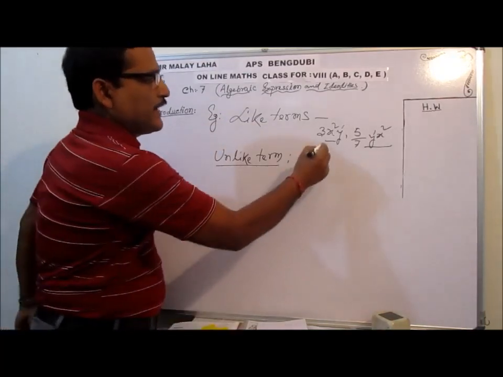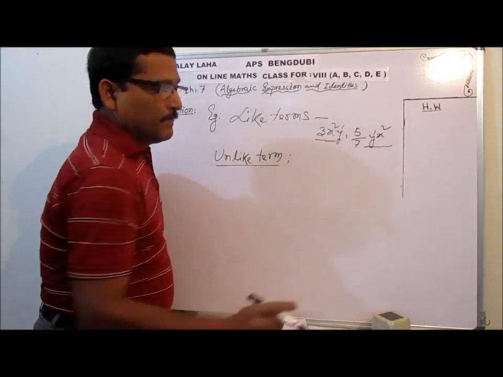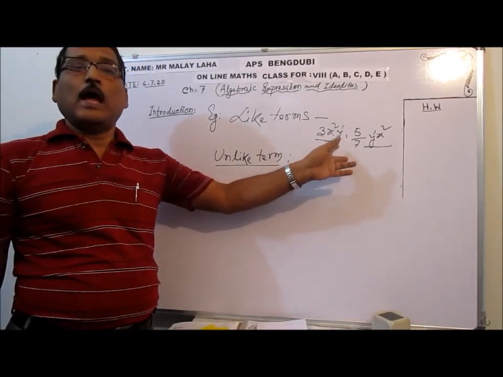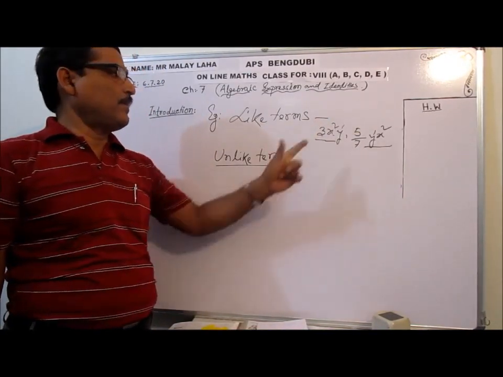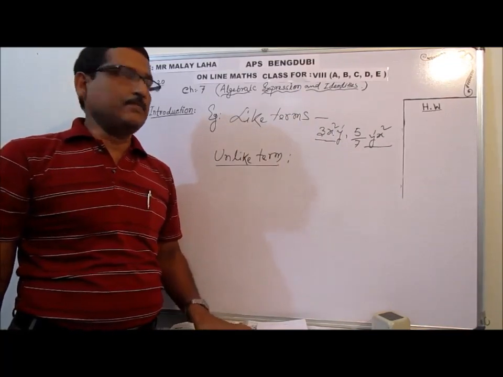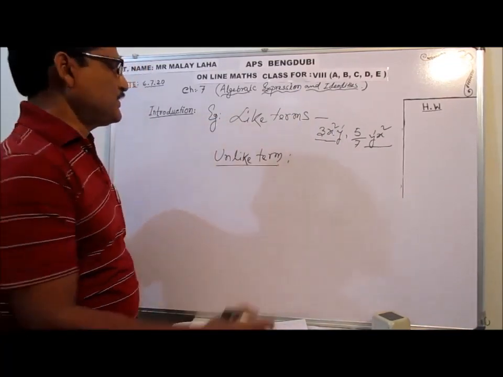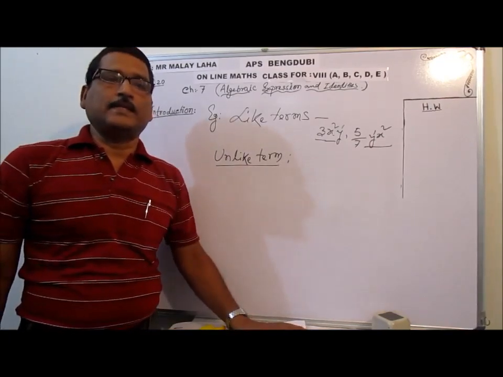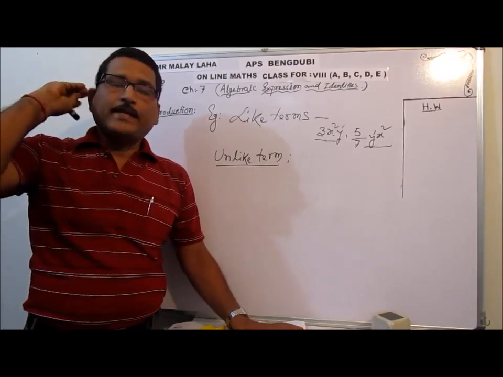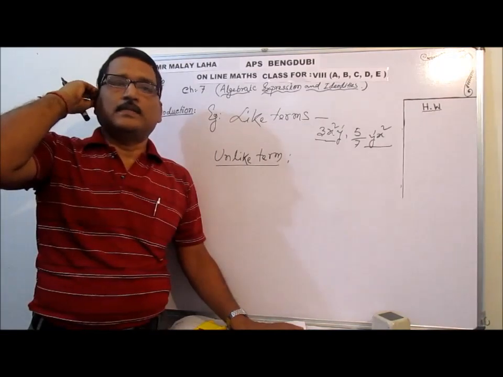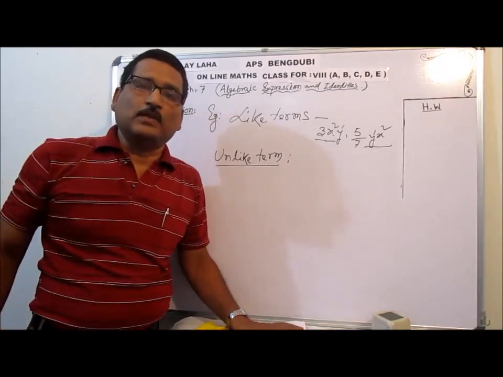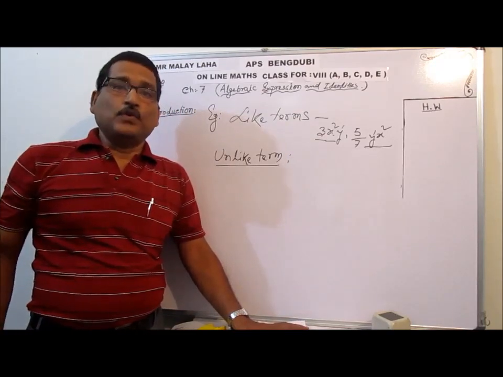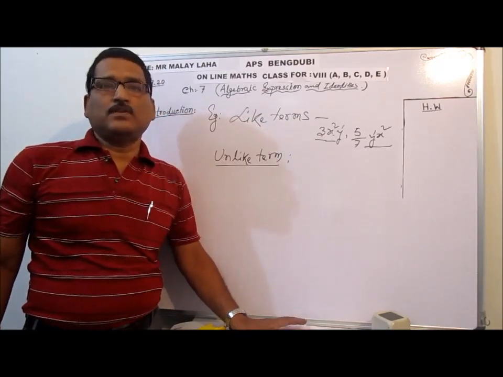So have you understood like terms? When the variables and the power of the variables both are the same, then they are like terms. When they are not the same, they are unlike terms. Why? Because in this first exercise, addition and subtraction is there, and addition and subtraction is done only between or among like terms. So if you don't know which are like terms, then you can't solve it.